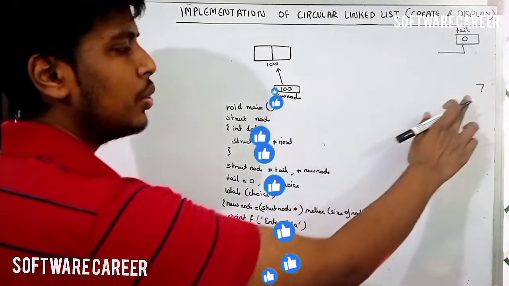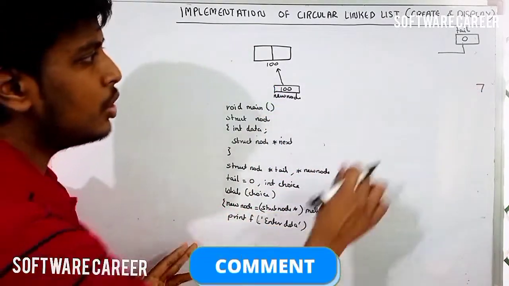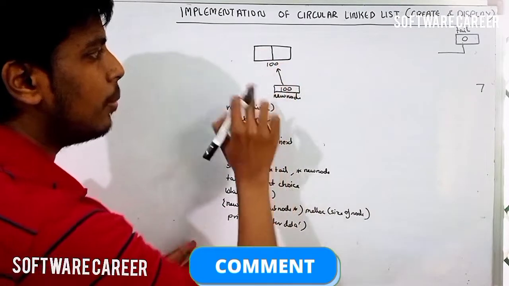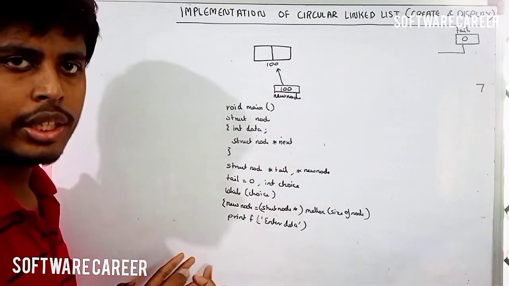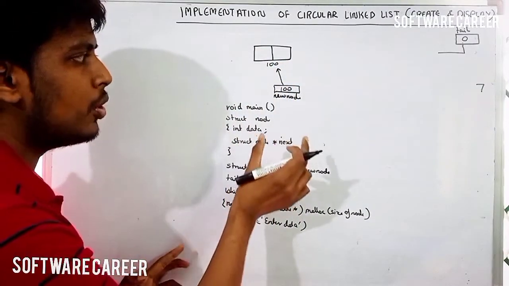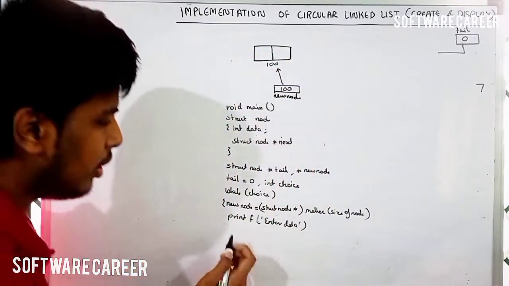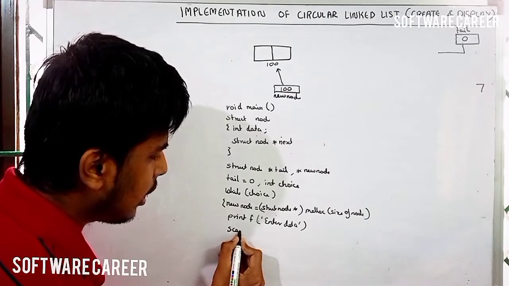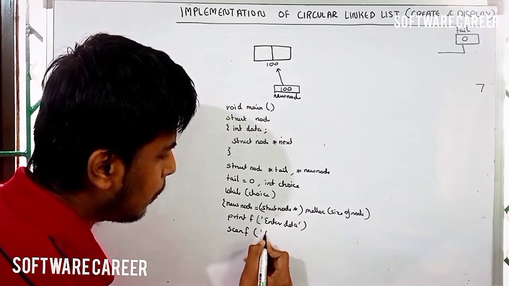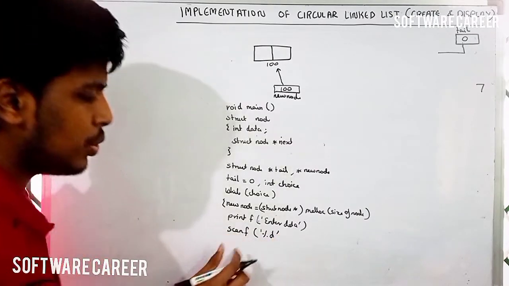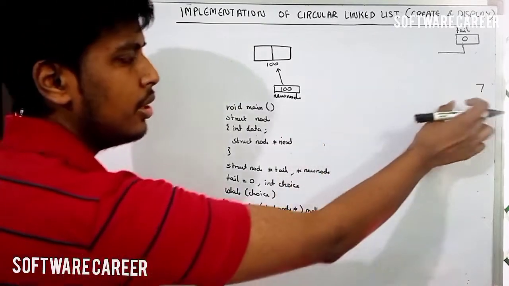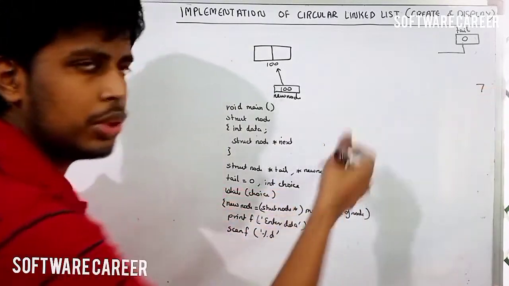Now suppose the user says data is 7, then I should put that 7 into the data part of the new node. How can I put it? The computer should read the 7 as the data part. So I am writing that. See here, scanf %d. The scanf function is used to read the value which the user gives.